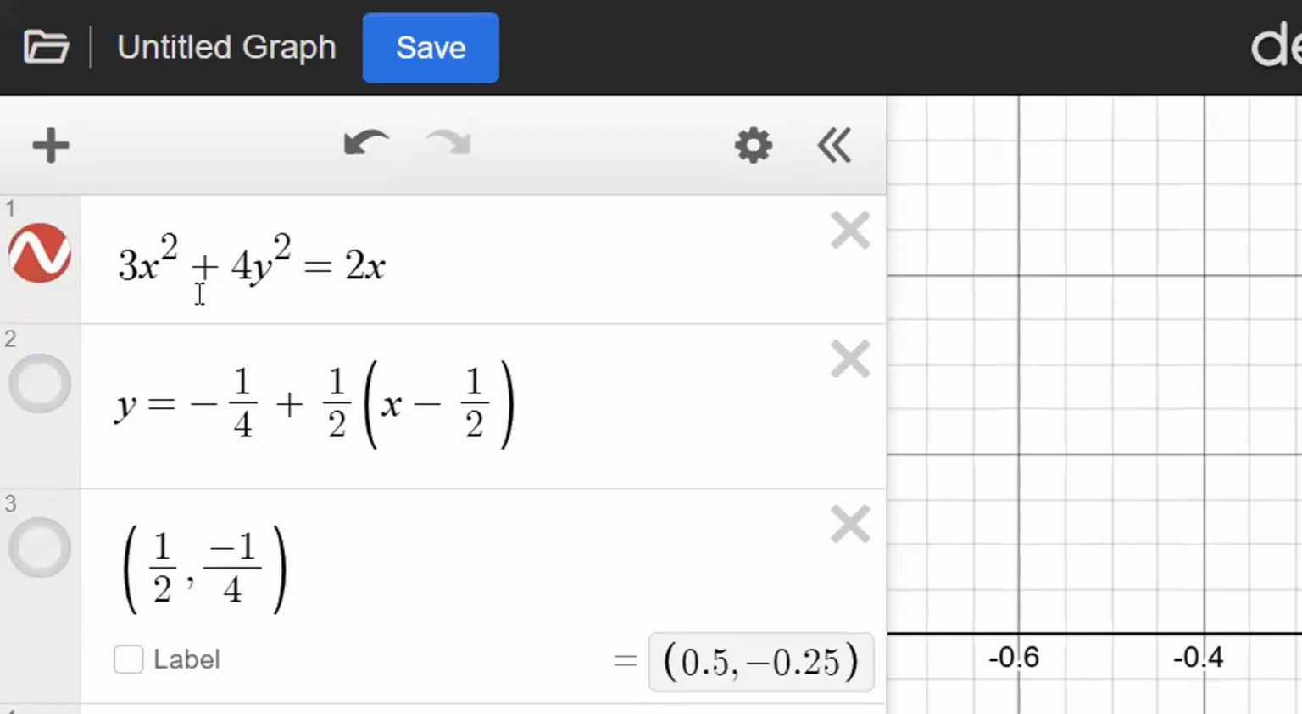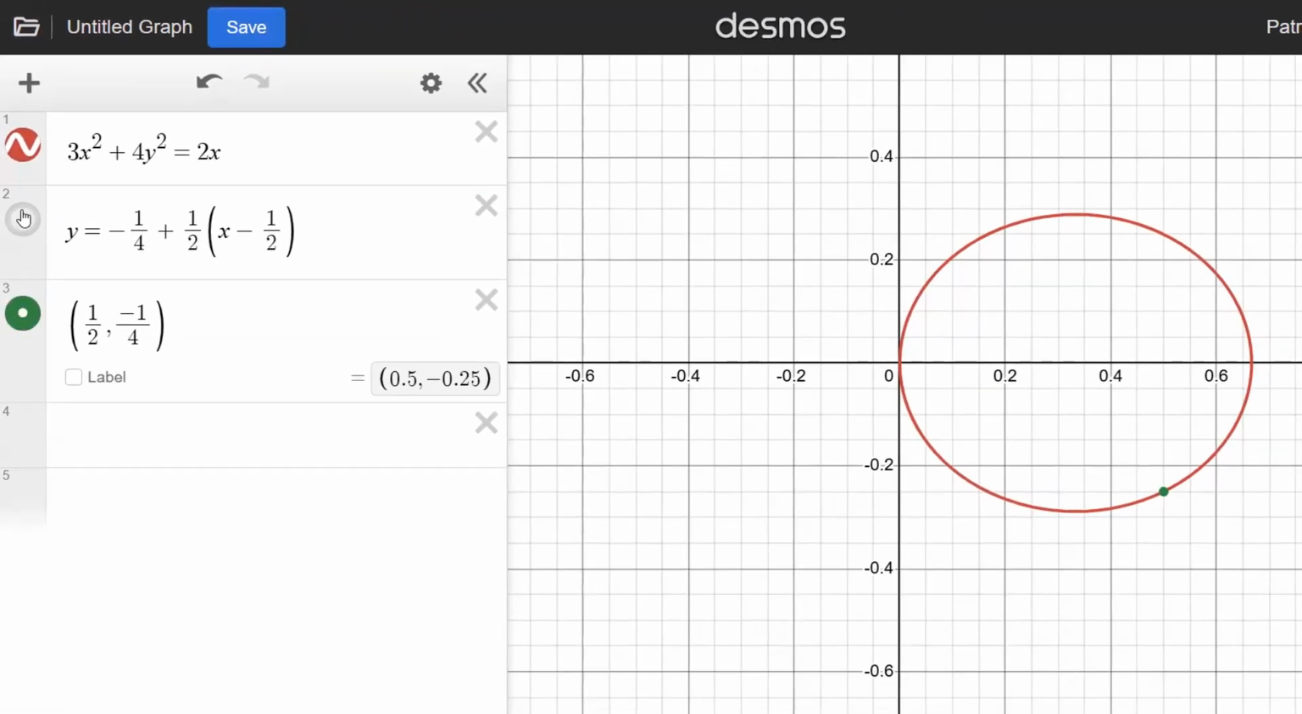All right, so we have the implicitly defined equation here. Then we have the point and the equation of the tangent line, and we can see that the line is tangent to the curve there.